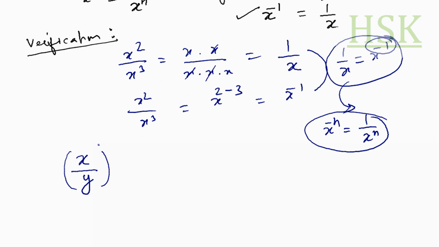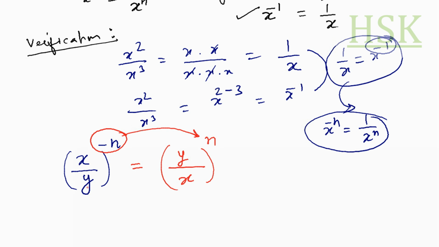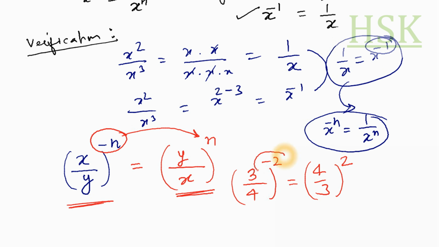Now one more important and interesting result is this: I have x upon y to the power of minus n. This is equal to y upon x whole to the power of n. So here I make the negative index positive, and x upon y is made reciprocal and written as y upon x. For example, if I have 3 upon 4 to the power of minus 2, then this can be written as 4 upon 3 to the power of 2. Here I made the negative index positive and took the reciprocal of the term.